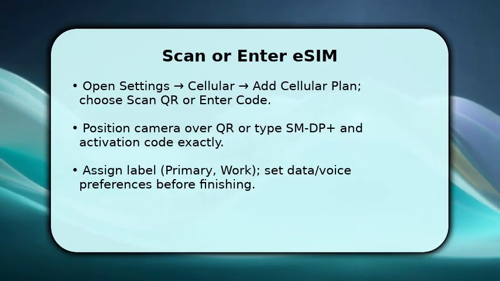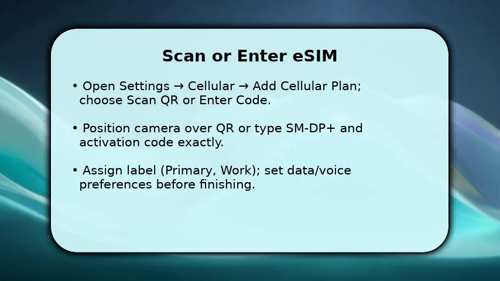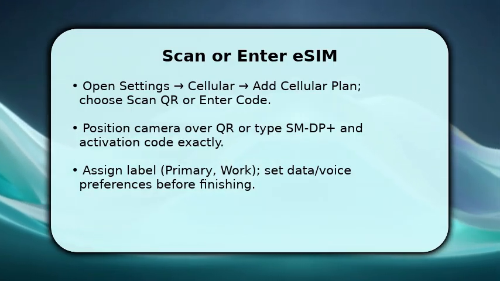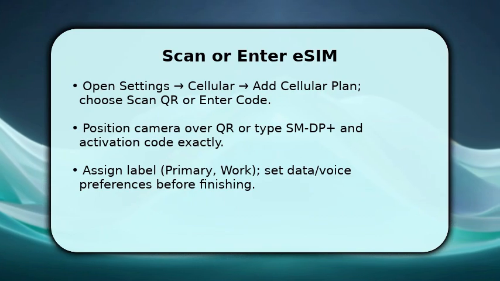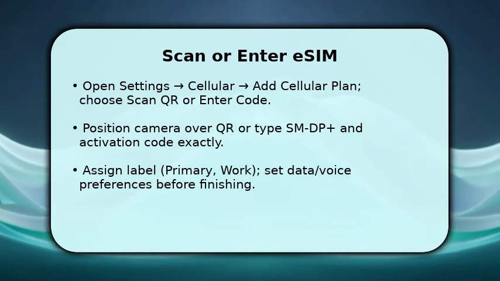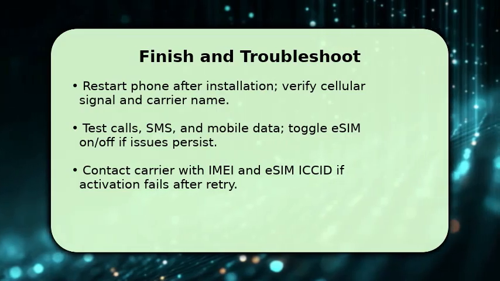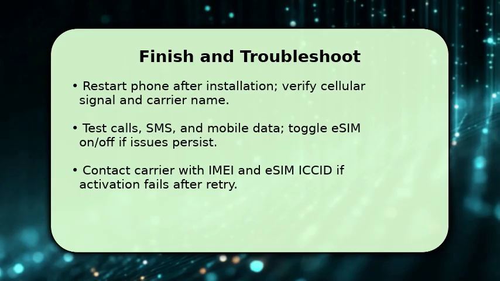After the phone downloads the profile, assign a label, primary or work, and choose which plan handles data and voice. Make sure to confirm and wait for the carrier activation to complete. You finish by restarting the phone to finalize settings, then check that you see the carrier name and signal bars.